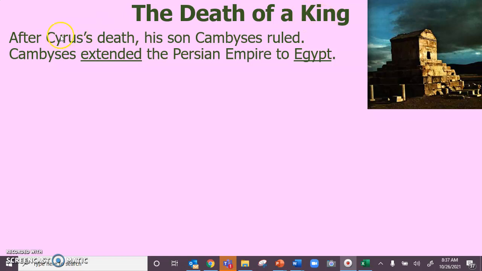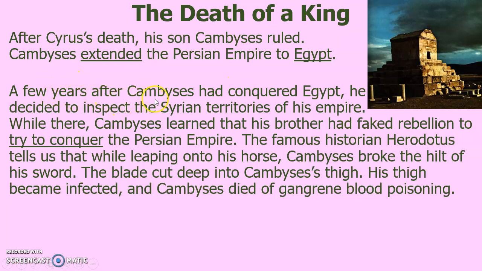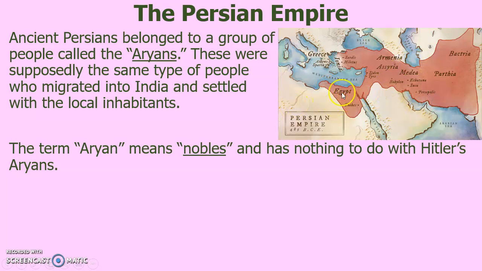The death of a king. After Cyrus's death, his son Cambyses ruled. Cambyses extended the Persian Empire to Egypt. A few years after, so let's talk about just an absolute crazy transfer of power here. A few years after Cambyses had conquered Egypt, he decided to inspect the Syrian territories of his empire. So he went from Egypt back to Syria.